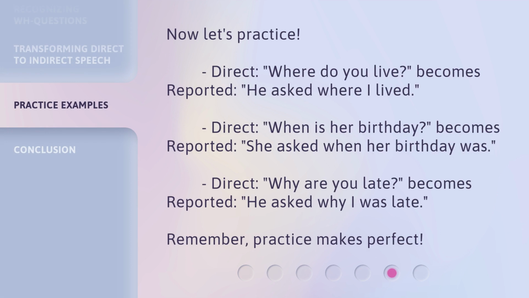Now let's practice. Direct: "Where do you live?" Becomes reported: He asked where I lived. Direct: "When is her birthday?" Becomes reported: She asked when her birthday was. Direct: "Why are you late?" Becomes reported: He asked why I was late. Remember, practice makes perfect.